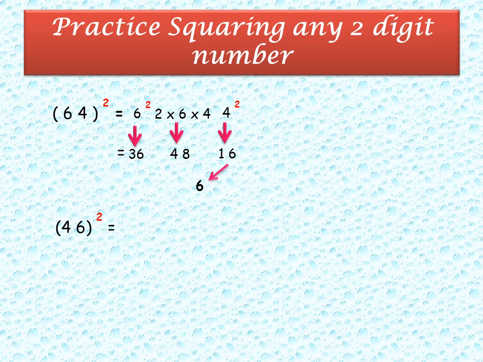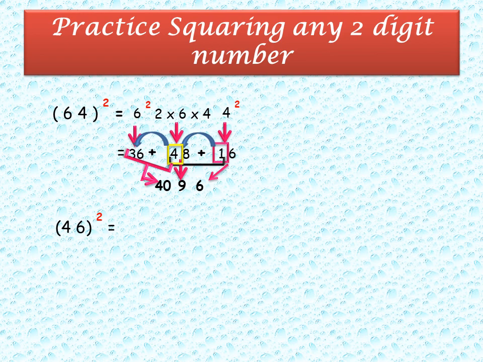So take down 6 and write it in the units place, and 1 in 16 should be carried forward to 48, and it should be added. 48 plus 1 is 49. So write 9 below, and then in that 49, 4 is carried forward to 36. By adding 4 to 36, we will get 40. So our answer for 64 square is 4096.